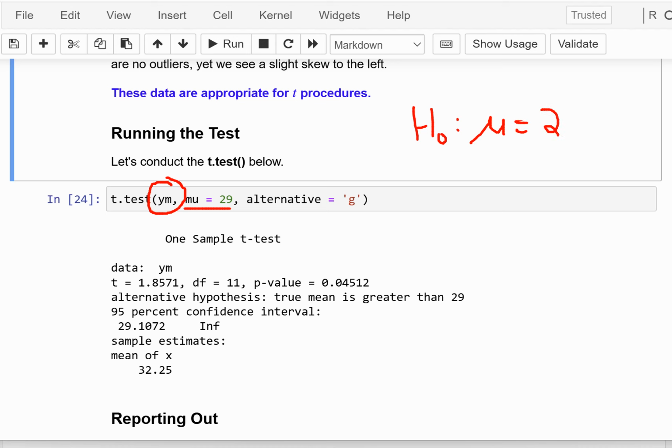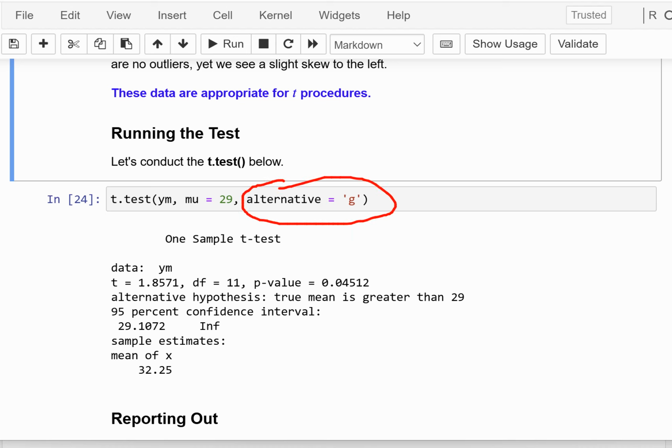The 29 is the value we would call mu sub 0. It's the population average, okay? And that's what this is asking for. It's like, I don't know what to compare to. If you don't tell me the overall population average, I don't know what to compare to. Okay? And so next, alternative equals greater than. Okay, so you can spell out greater. You can spell out less. Or you can just use the first letter. Okay? So let me throw that in.